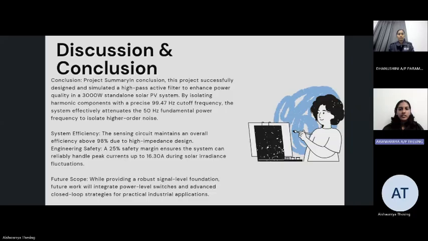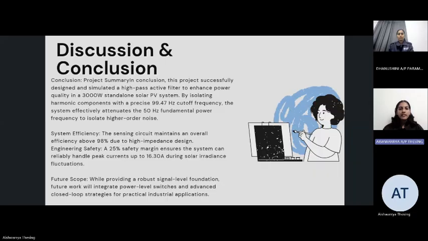In conclusion, this project successfully designed and simulated a high-pass active filter to enhance power quality in a 3000-watt standalone solar PV system. This means we focused on improving the quality of the electrical signals in a solar system, ensuring better performance and reliability.